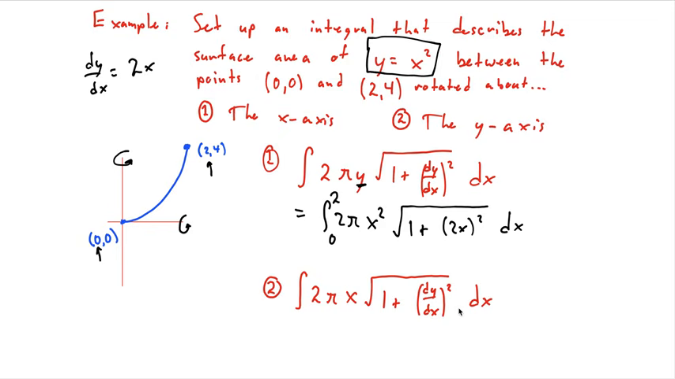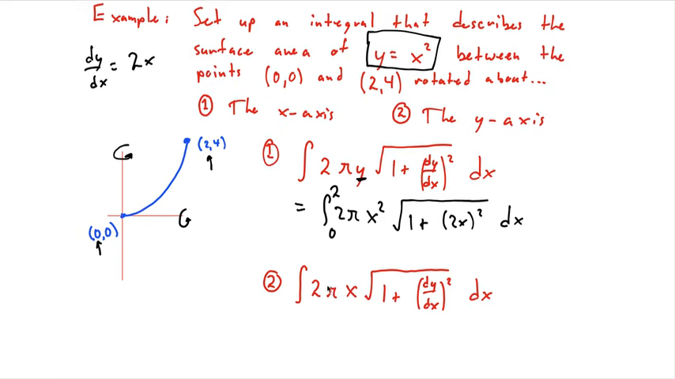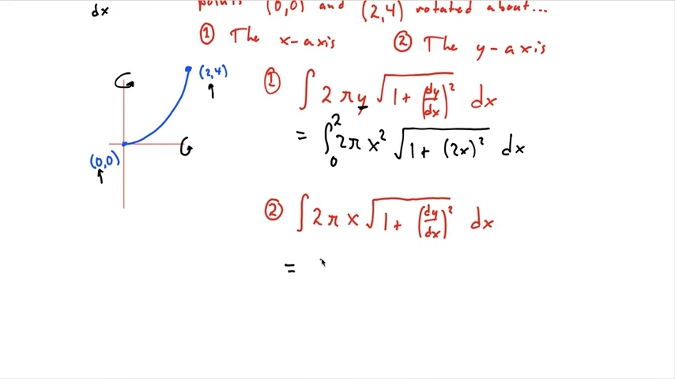What happens if we want to rotate about the y-axis? Well, here's the formula. It's very similar, except instead of having a y, we have an x here. The dy over dx is the same, and the limits of integration are the same. So this surface area is 2 pi x, and now since everything's in terms of x, we don't have to replace this x, it just remains x. And then this square root is 1 plus (2x) squared, dx. We're integrating once again from 0 to 2.